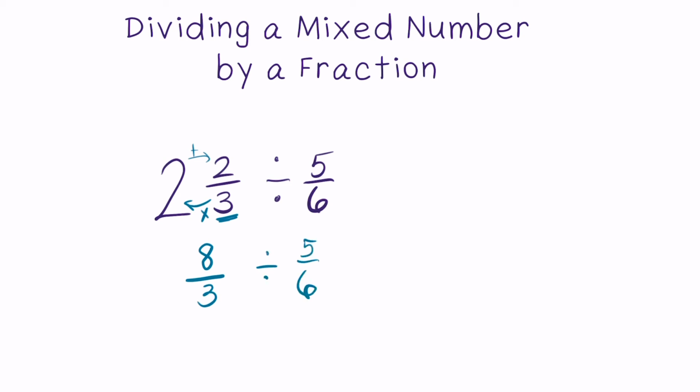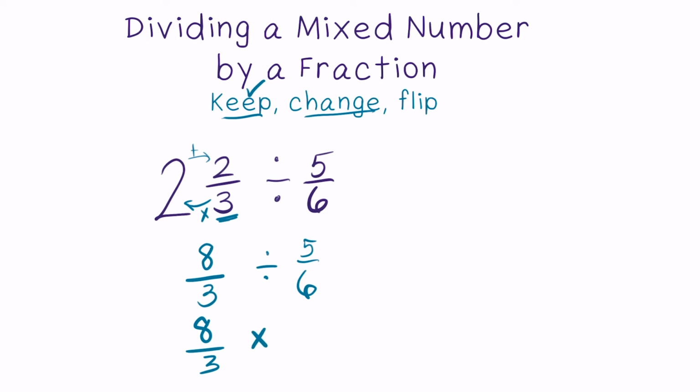And now that we have a simple fraction divided by a simple fraction, we can apply the three steps that we apply to any division of fraction problem: keep, change, flip. First, we're going to keep the first fraction in the problem, 8/3. Next, we're going to change the operation. Division becomes the opposite operation of multiplication. And lastly, we will flip the second fraction here to its reciprocal. 5/6 becomes 6/5. There are a few ways that we can solve this.